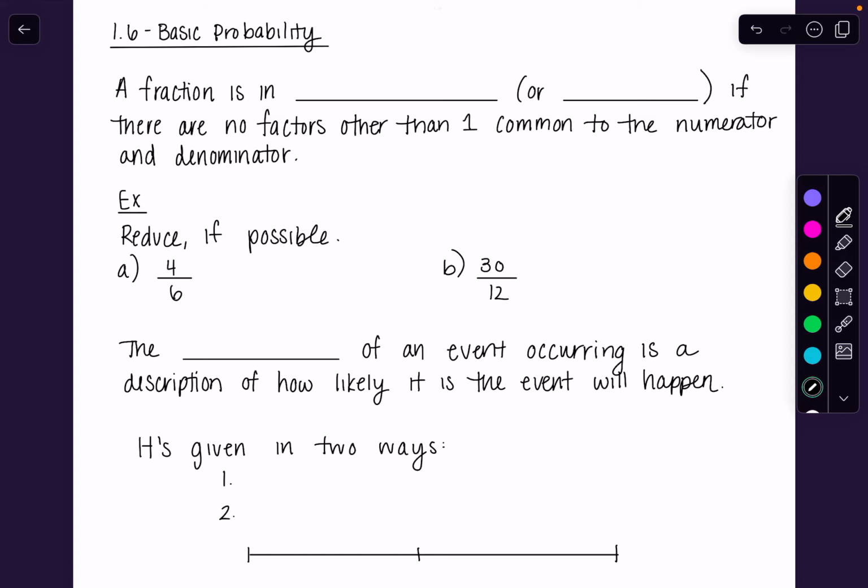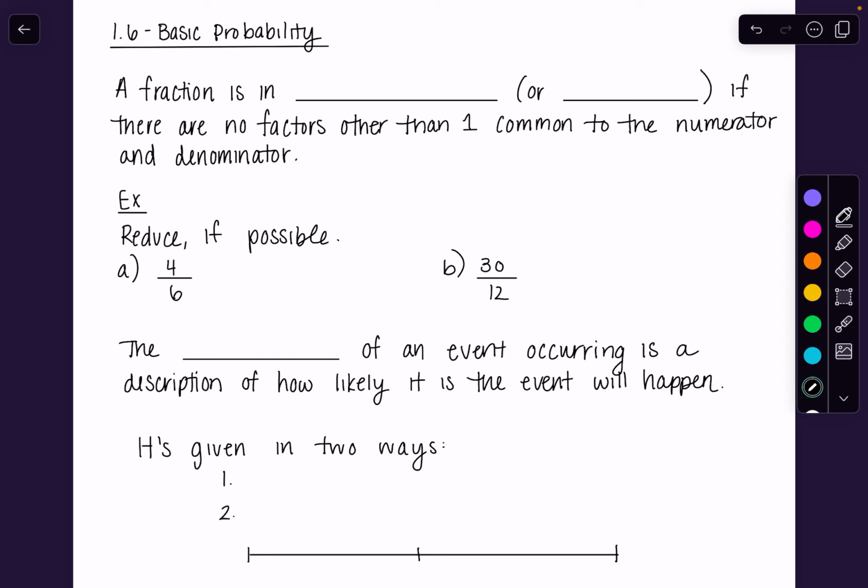So what we want to talk about in this section is probability. You've used this in your everyday life without even knowing it. It's something that appears all around you. So we want to talk about how we go about calculating probabilities of events. We're going to start, because we're going to be working with fractions, by talking about how we can reduce a fraction.